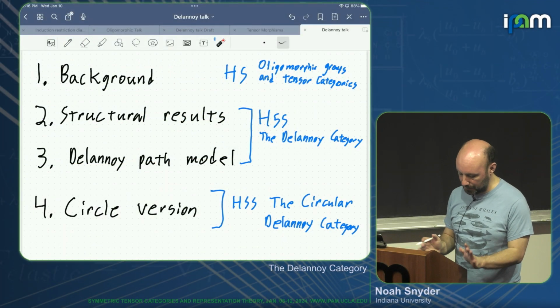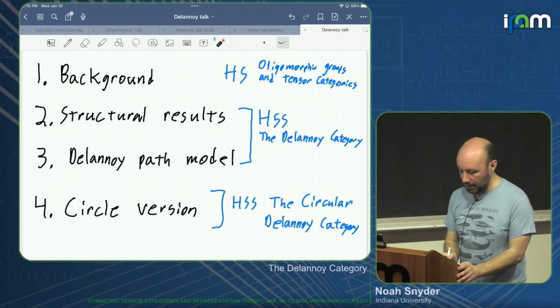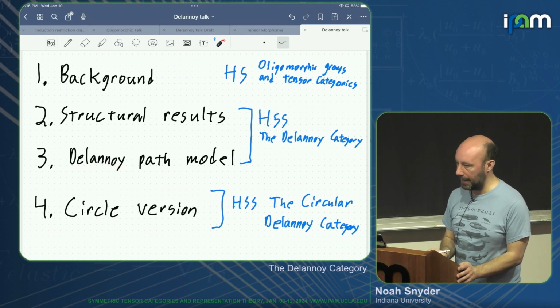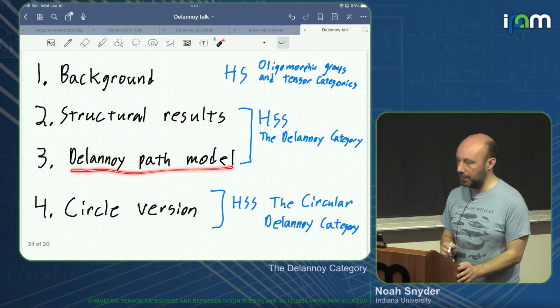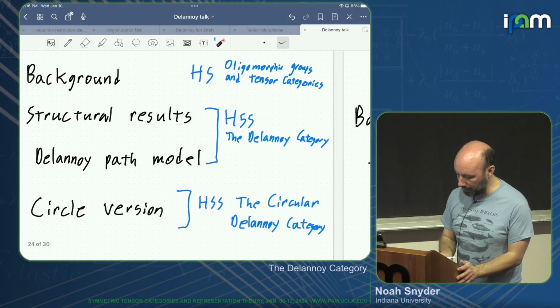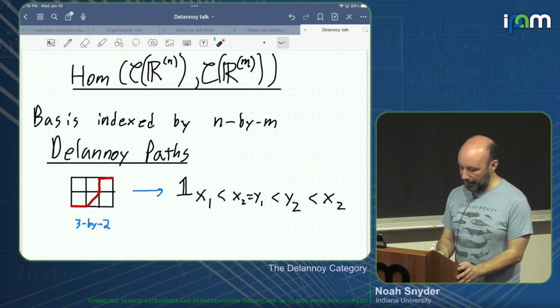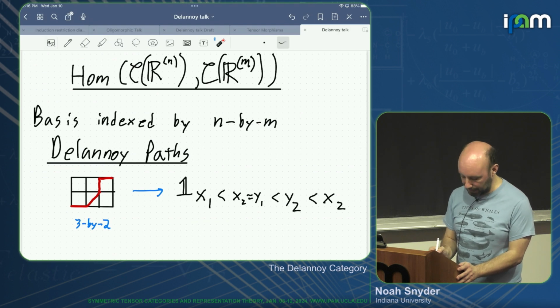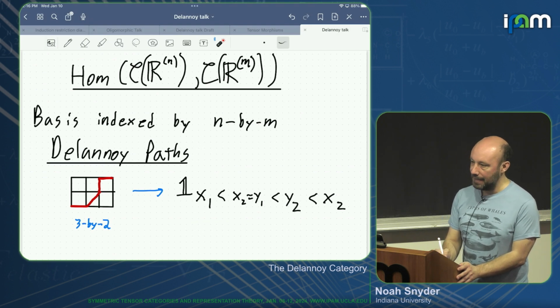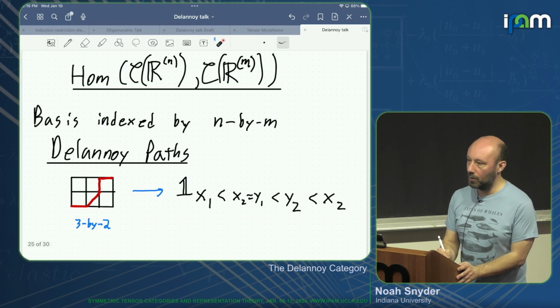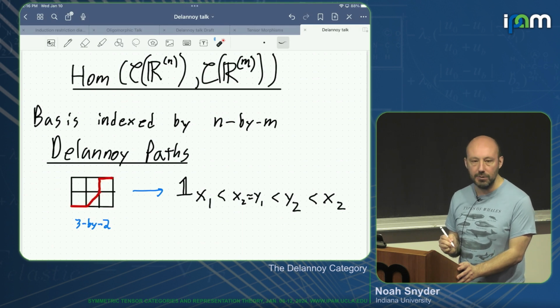I'm almost out of time, but I don't have very many slides left. I want to explain why we call this the Delannoy category. There's a model for these Hom spaces in terms of something called Delannoy paths, which are counted by something called Delannoy numbers. So maps from Rn to Rm have a basis indexed by n by m Delannoy paths. A Delannoy path is a path that is allowed to go right, up, or both right and up. So this is an example of a 3x2 Delannoy path.